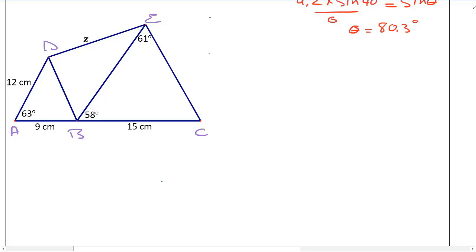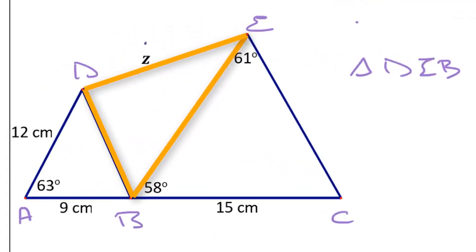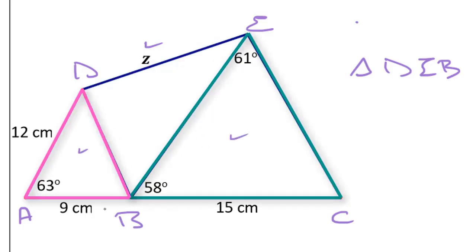All right, let's take a look at this question. In triangle DEB, we're asked to calculate Z, but we're not given any information about the sides or the angles in triangle DEB, so we're going to have to take a look at the two triangles to the left and to the right of that triangle to provide information about the common sides so that we can calculate Z.